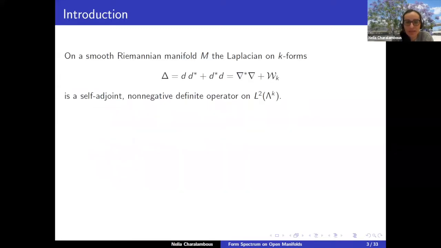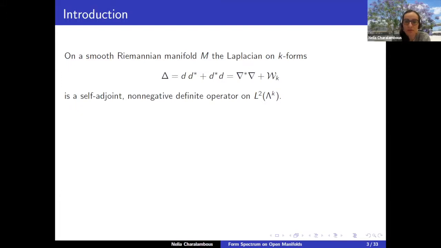So let me quickly remind everyone that over a Riemannian manifold, we have the Hodge Laplacian on K-forms, which is given by the exterior derivative d plus its adjoint in the Riemannian metric d star, that is, d d star plus d star d. And this operator can be rewritten also as the Bochner or covariant Laplacian plus the curvature tensor on K-forms, which is also known as the Weitzenböck tensor. This is W_K that I wrote there. This is a self-adjoint and non-negative definite operator on L2 integrable K-forms.